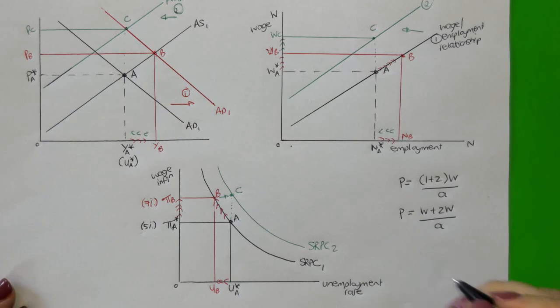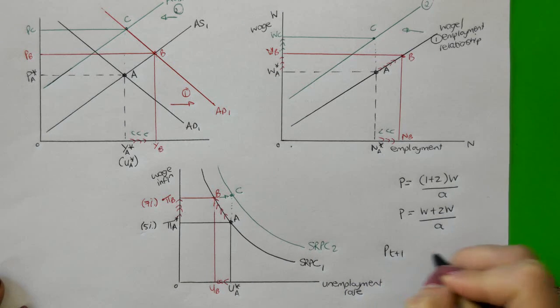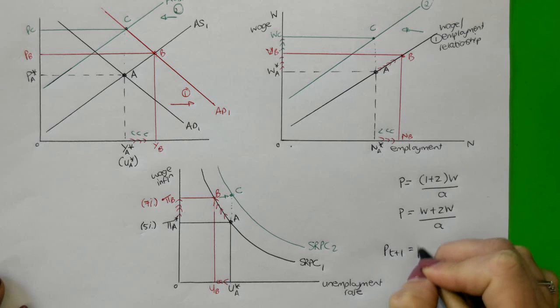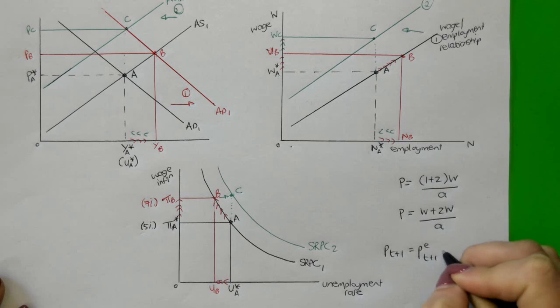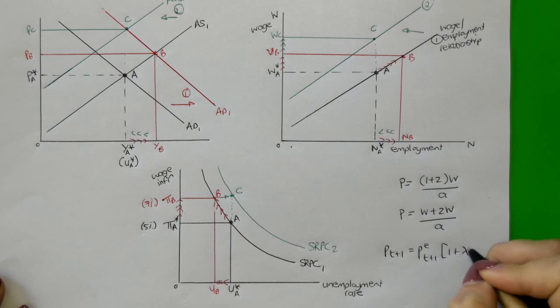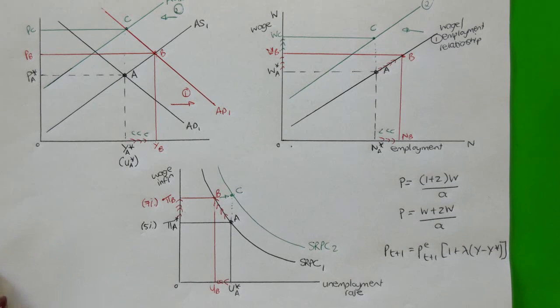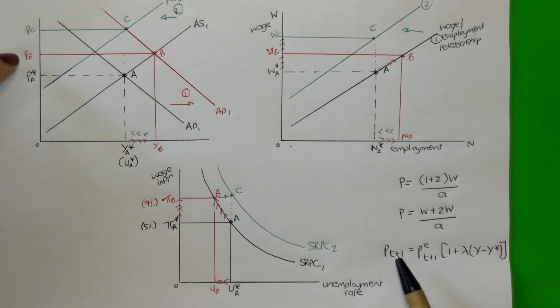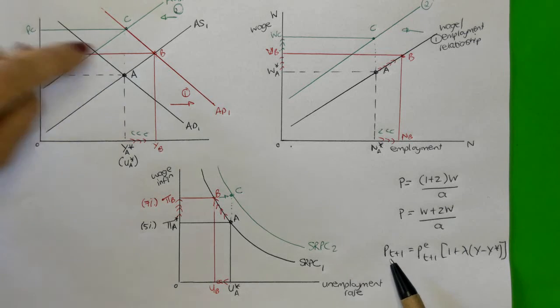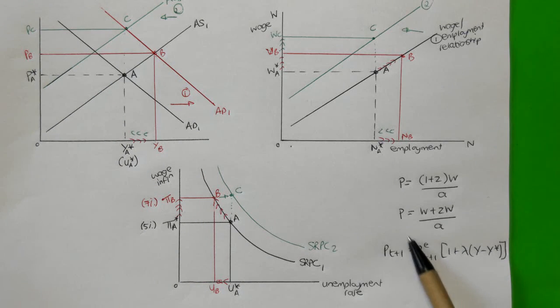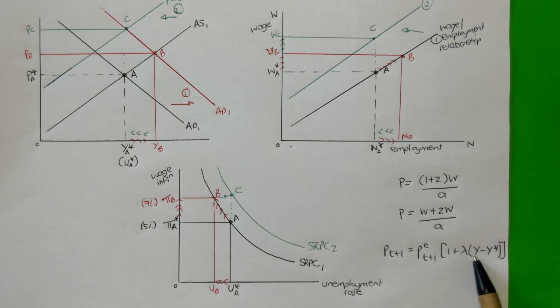Finally, just to note, this aggregate supply curve, remember I said to you that the aggregate supply curve equation is as follows: P = PE^T + 1 + λ(Y - Y*). What this is suggesting, as we move from point B to C, for example, is that the price increase that is experienced is directly related to our expectations of price increases and the amount by which the actual level of output deviates from the full employment level of output.